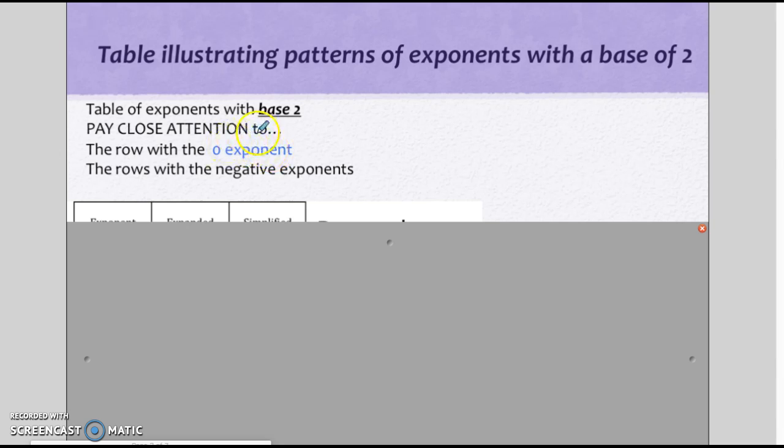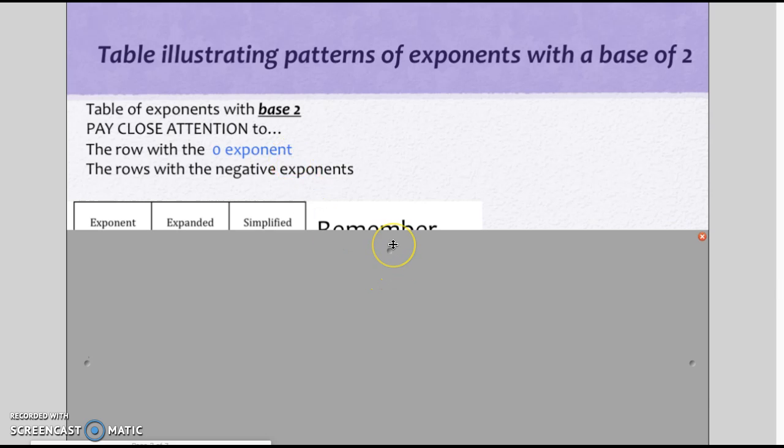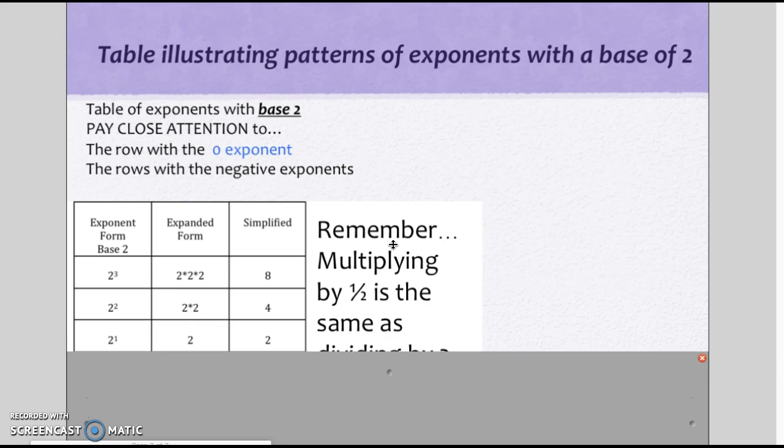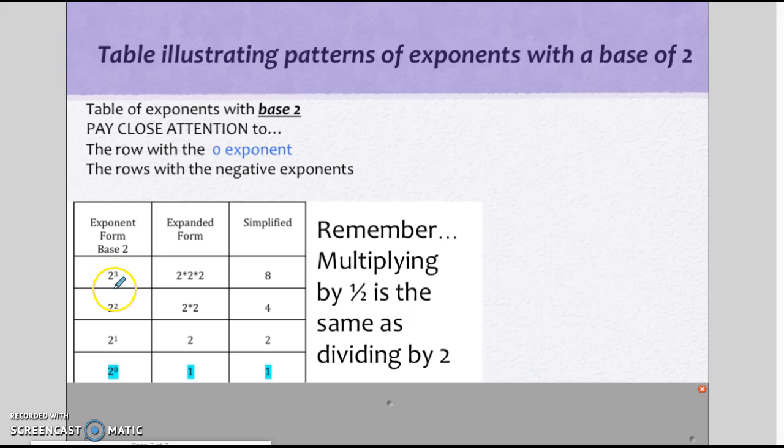So we're going to look with a base of 2. I want you to pay close attention to the row with the 0 exponent and the rows with the negative exponent. And I just want you to keep in mind that multiplying by 1/2 is the same as dividing by 2. So you know that 2 raised to the 3rd power is just 2 times 2 times 2, which is 8. 2 squared is 2 times 2, which is 4. 2 to the 1st is 2. So what's happening every time I go down a row? You can say I'm dividing by 2, or I'm multiplying by 1/2.